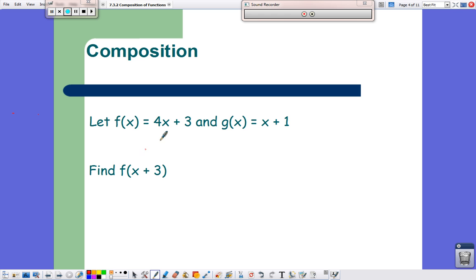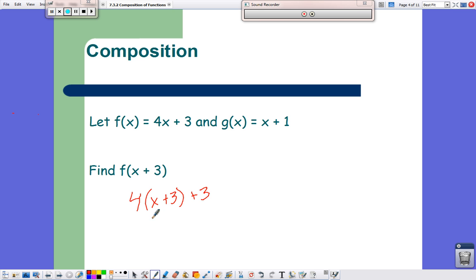Alright, so let's go ahead and take a look at this. First of all, we've got to match up the letters. So this is the function f. So we're going to match it up with the function f. So all we're going to do is, remember, we're going to replace this x with x plus 3. So we get 4 times x plus 3, or x gets changed to x plus 3, plus 3. So then our only other step is to simplify this.